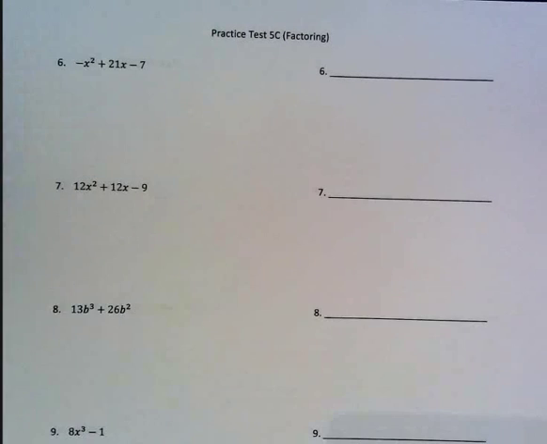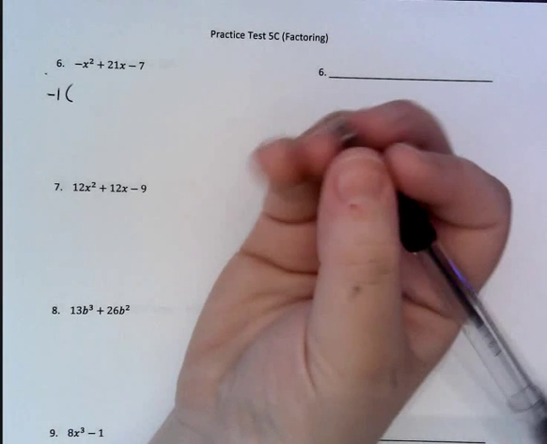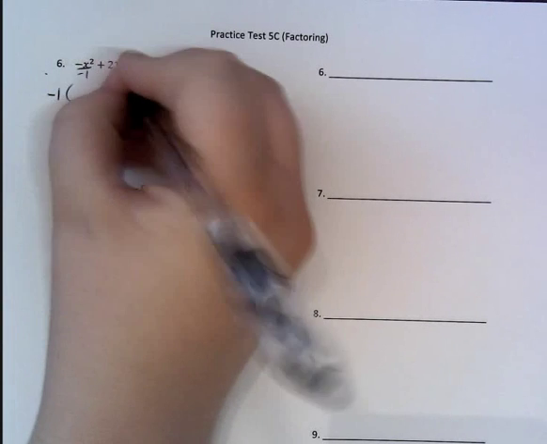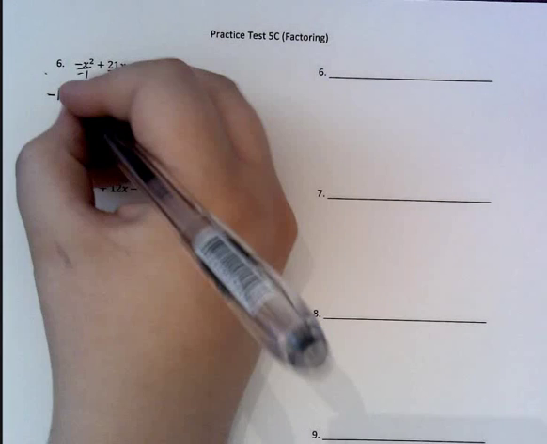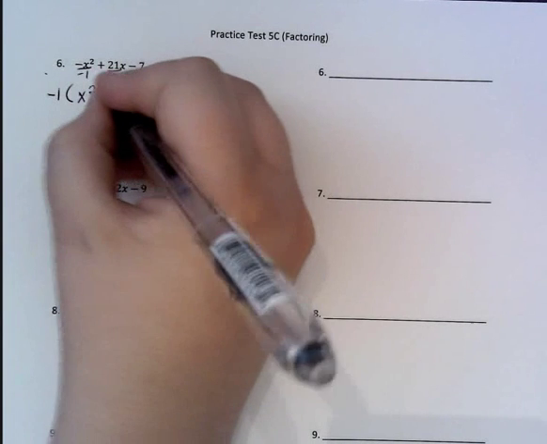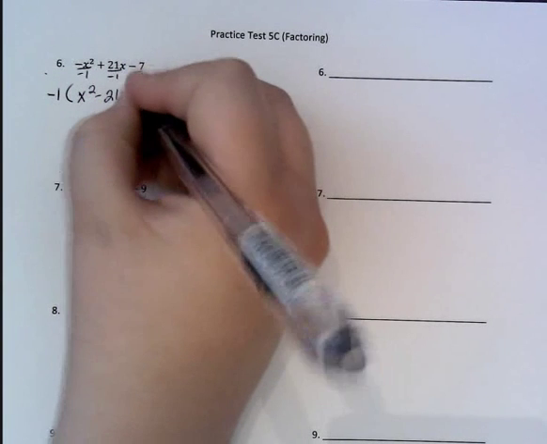Number 6. Step 1 is to take out the greatest common factor. There is no factor that all of these have in common, but you do have to take out a greatest common factor of -1, because you cannot have that first term, your leading coefficient, be negative. So that leaves me with x squared minus 21x plus 7.